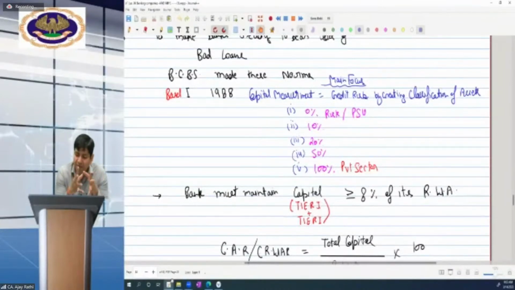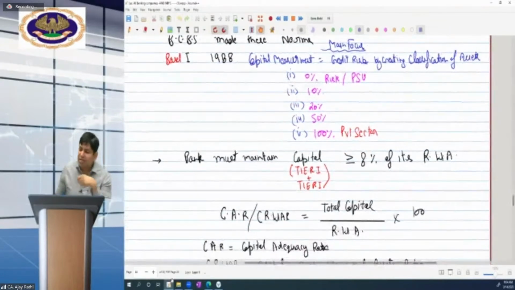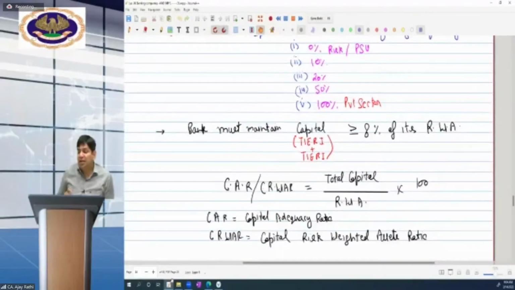They have covered what the credit risk is with the assets of the company. The assets are mainly loans and advances. You have learned the NPA norms also. But other assets are also there to cover the risk factor. These norms were made. Bank must maintain at least how much capital? At least 8% of risky assets.